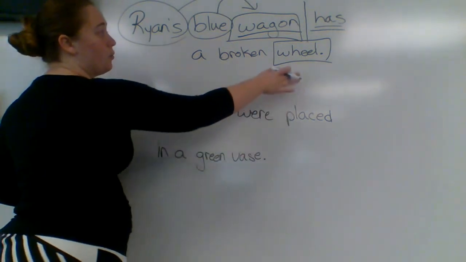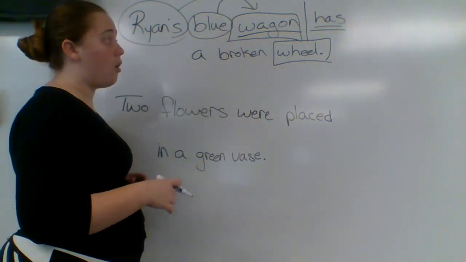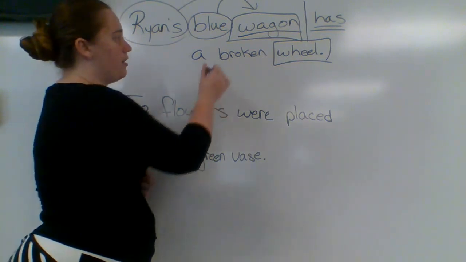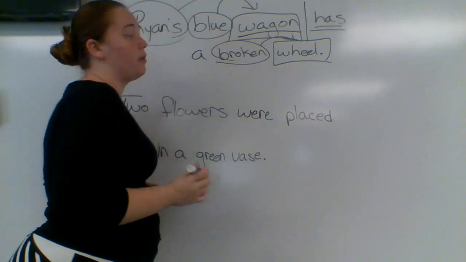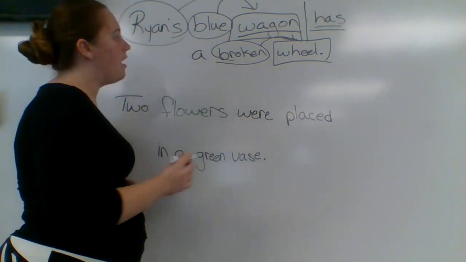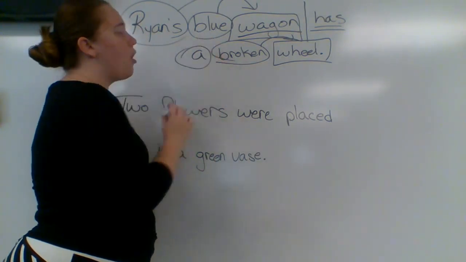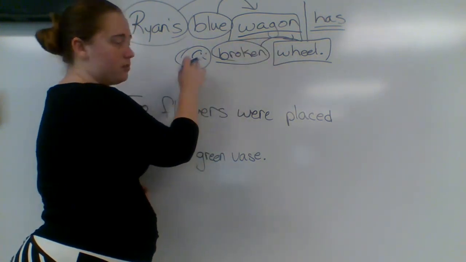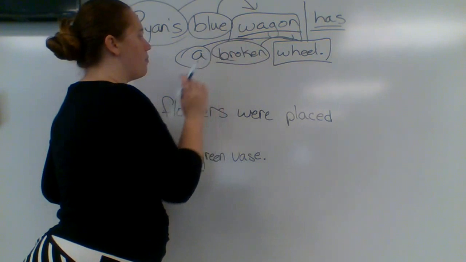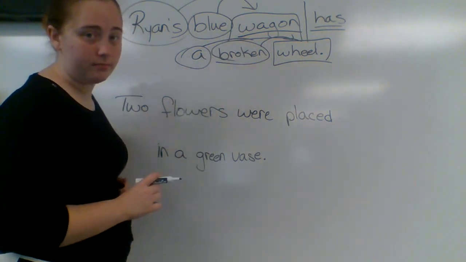And then I have the word wheel. What kind of wheel? Well, it's a broken wheel. Draw an arrow from broken to wheel. And the word a, of course, is always an adjective. It tells me which wheel? A wheel. Draw an arrow from a to wheel.